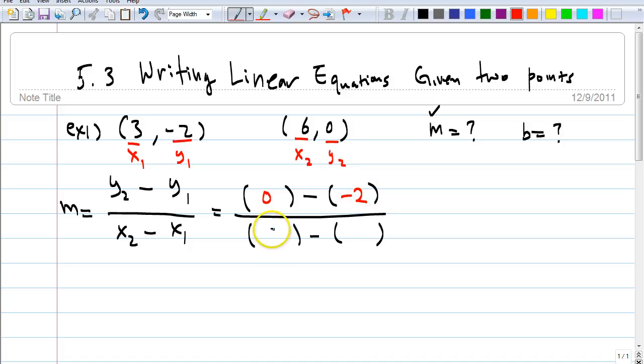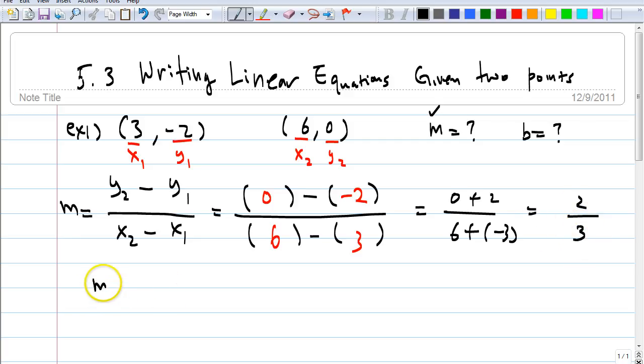Okay, what about here, class? What do I write? What's x sub 2? 6 minus x sub 1? 3. Now, do we know how to do 0 minus negative 2? What does that really mean? Let's make it into addition. 0 plus 2 over 6 plus negative 3, which is 2 over 3. So, what have we found already? We found the slope. That checked.